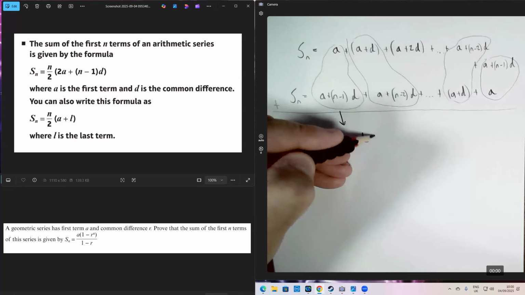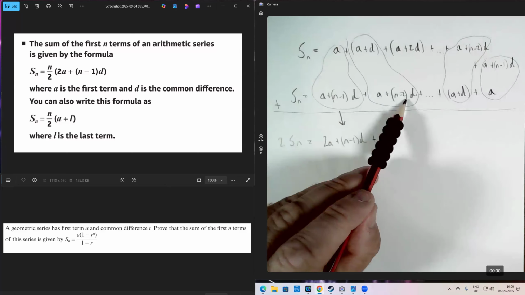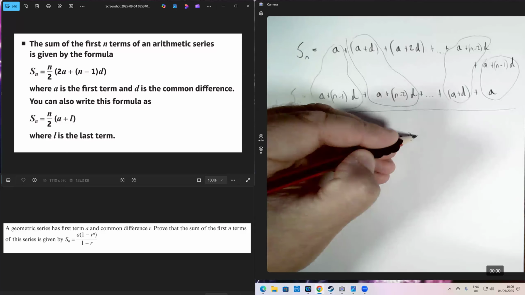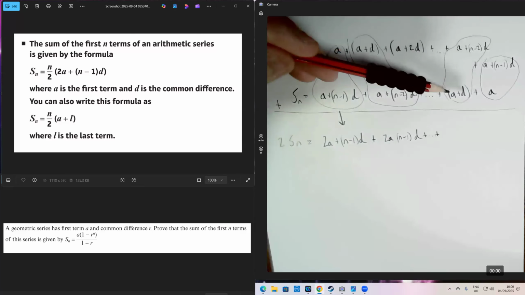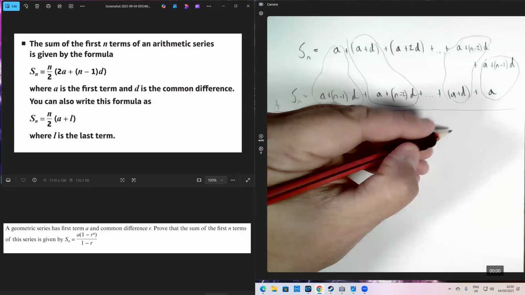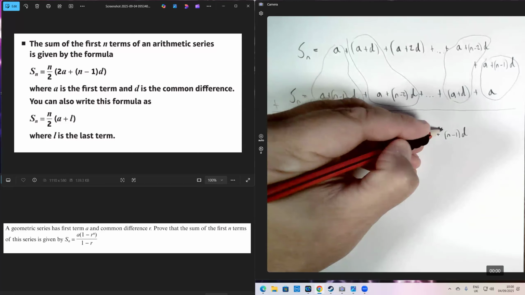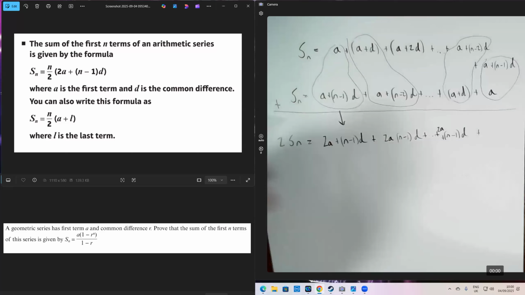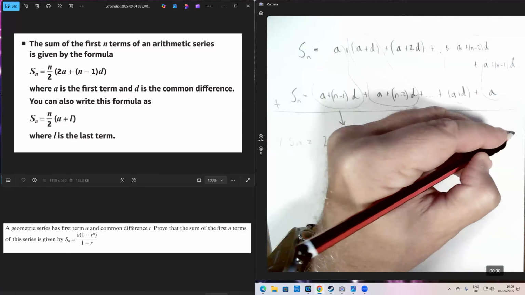This next pairing, what does it add up to? a plus a is 2a again. And then (n minus 2) times d plus d is (n minus 1) times d. And then we'll just put the dot dot dot. Let's see what happens when we add these two up. Again, a add a is 2a, and (n minus 2) times d add d goes to (n minus 1) times d. So 2a plus (n minus 1) times d. And then finally, you can probably guess what's happening now. This final pairing also gives us 2a plus (n minus 1) times d.